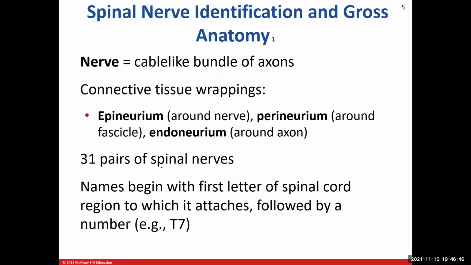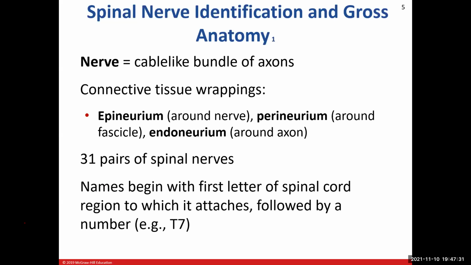So, a review for us in case you forgot. A nerve is a bundle of axons in the peripheral nervous system. A bundle of axons in the central nervous system is known as a tract, T-R-A-C-T. So our nerves are going to be wrapped with connective tissue. We have the epineurium, the perineurium, and the endoneurium. The epineurium is the outermost. That's going to surround the entire nerve. And then the endoneurium is going to surround each individual axon, acts as insulation there. And the perineurium is going to be bundled around the fascicles, which are a group of axons.